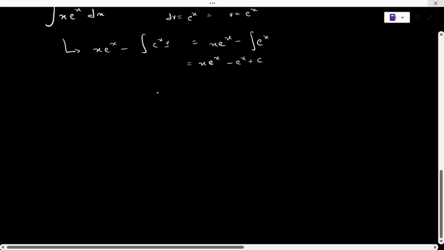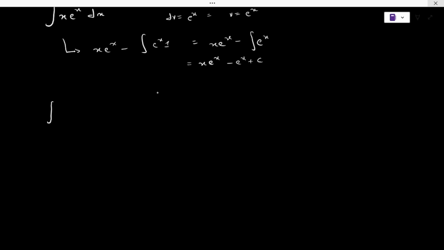Let's try a harder problem. What if we had x times sin x, integrating with respect to x. Now using the LIATE trick, we will again set u as x, meaning dv is sin x.